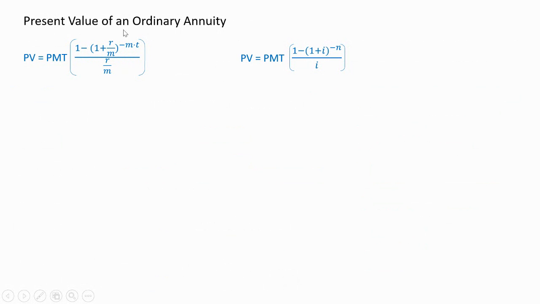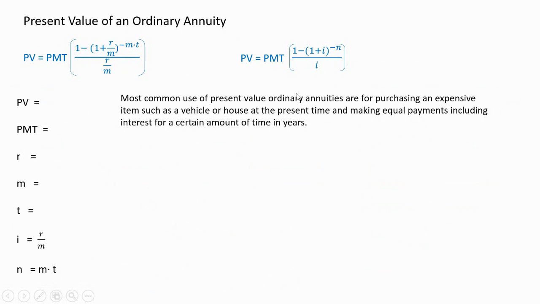Okay, now, present value of an annuity, ordinary annuity. So again, these are the formulas. I'm not going to be able to do one example, I think. Okay, guys, and that's it. Anyway, guys, this is the most common use of present value.